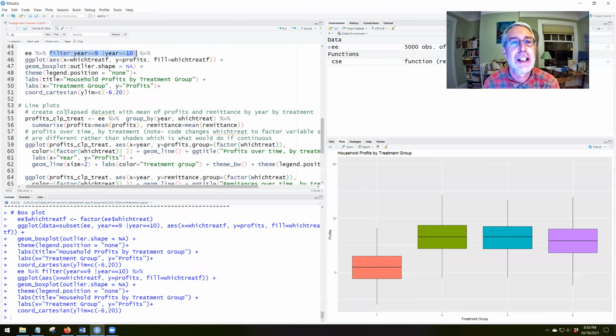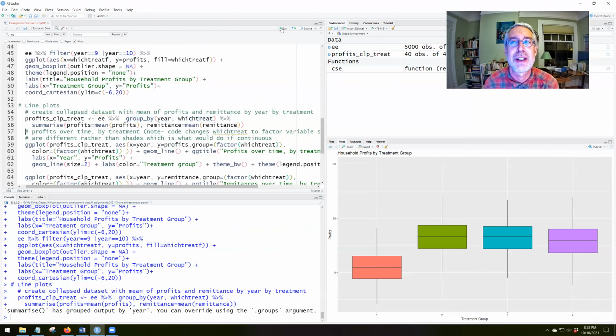Let's look at the line plot where here I have collapsed the data set using a pipe. So I start with EE and I pipe it into the group by command. And then I summarize profits to be mean profits and remittance to be mean remittances. And then I assign that back to a data set called profits collapsed treat. So I'm going to have the mean of profits and the mean of remittances by year and by what treatment category there are. So if there's 10 years and 4 treatment categories, I'm going to have a data set with 40 observations. And look what I have, a data set with 40 observations.